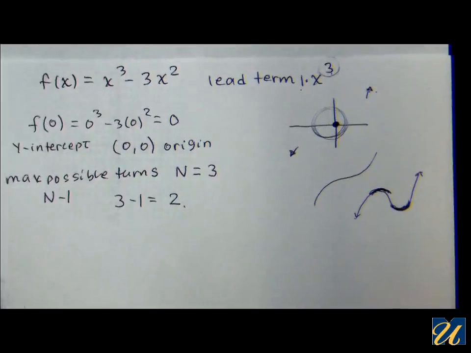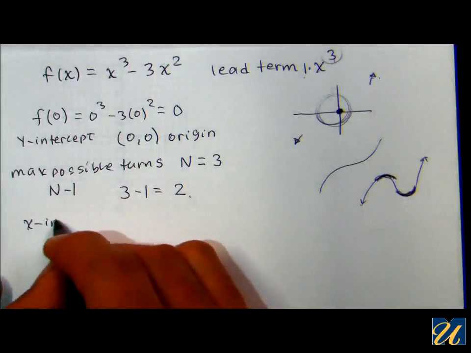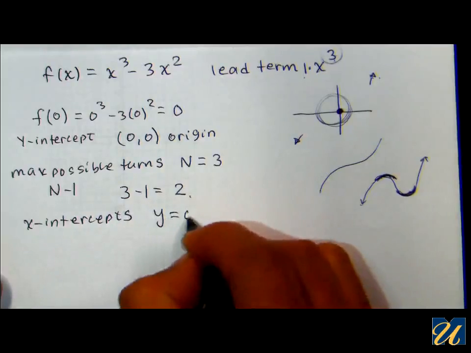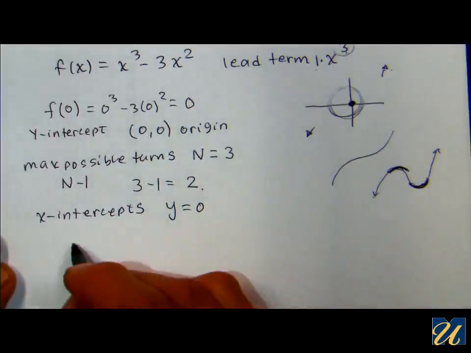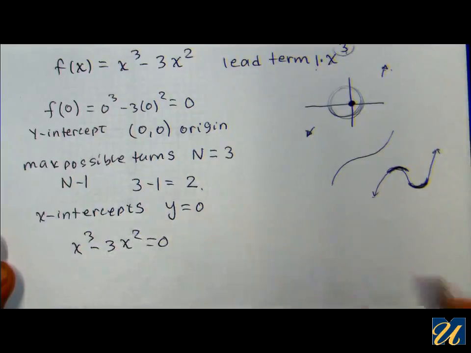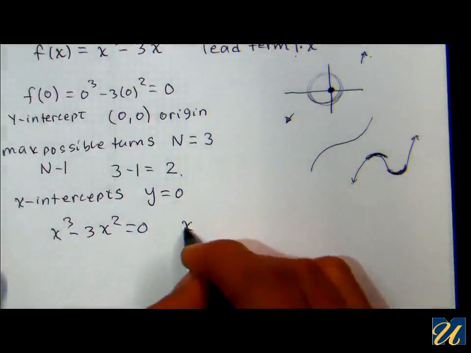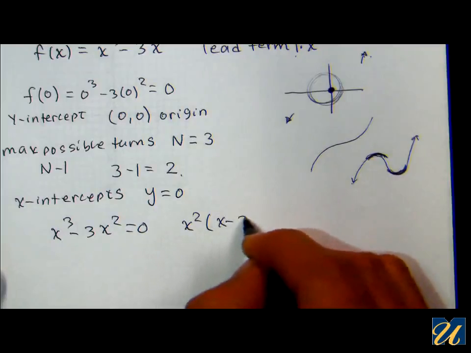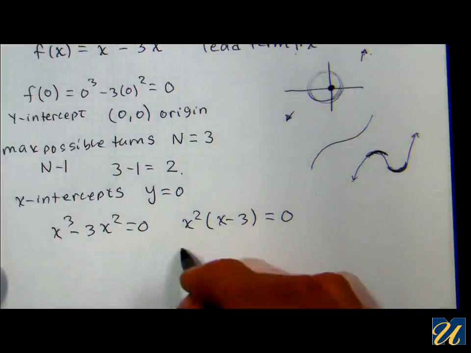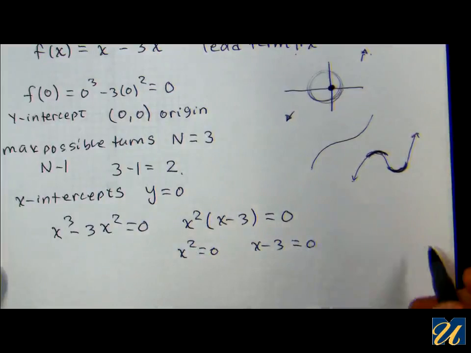Let's find some more important information like the x-intercepts. So x-intercepts, so make the y value 0. Okay, so solve the equation x cubed minus 3x squared equals 0. You've got to factor it. It's the way it has to be done. Common term is x squared, so factor that. Set each piece equal to 0, so x squared equals 0 and x minus 3 equals 0.